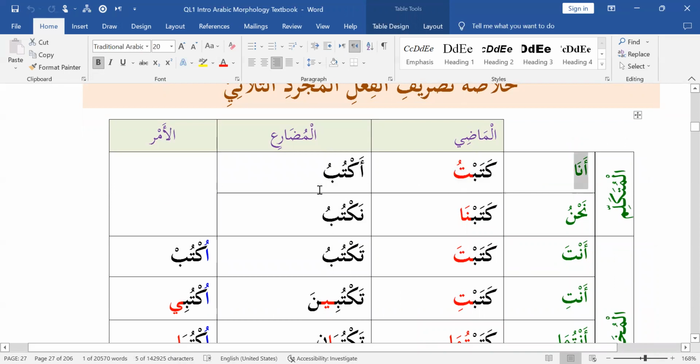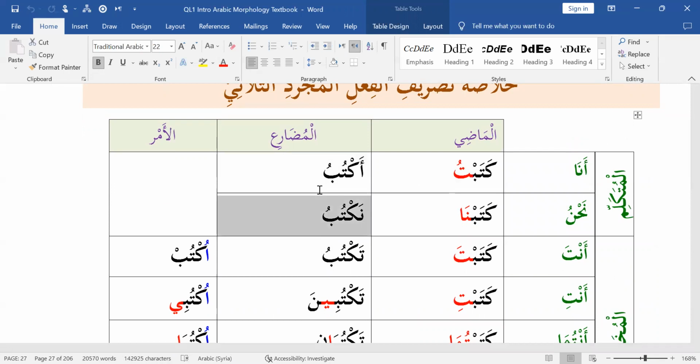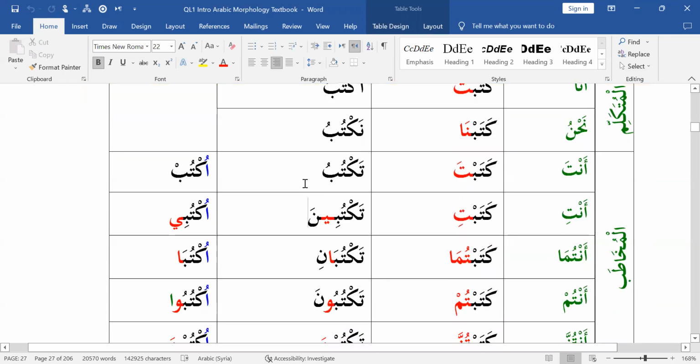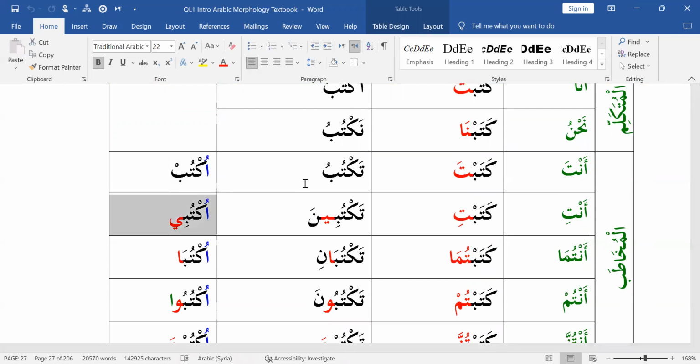And what would it be? It would be what's written here. So it would be ana for aktubu, nahnu for naktubu, and for taktubu it would be anta. The same thing here for uktub. The fa'il is anta. For uktubi, you can see the red.